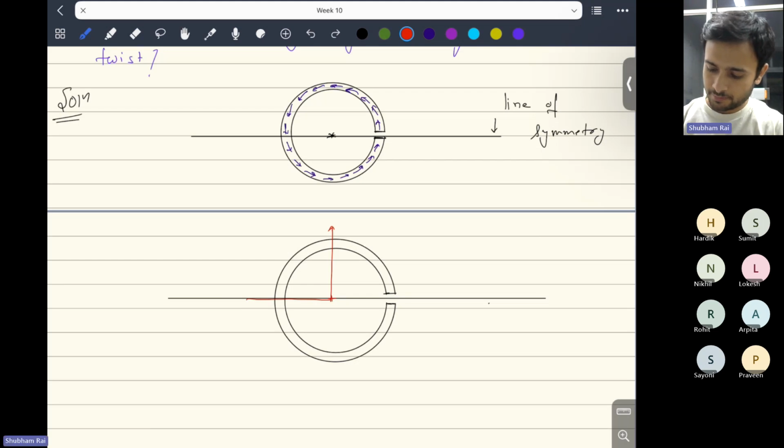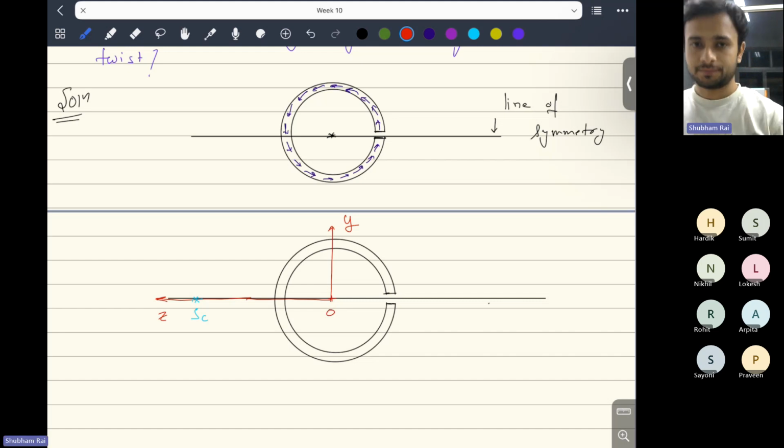So let's say z-axis is going to here. So this is y-axis. This is z-axis. And somewhere here there is a shear center. Let's call it SC. So that is shear center. Okay. And we need to find out the shear center from this centroid. This is the centroid point O of this cross section.